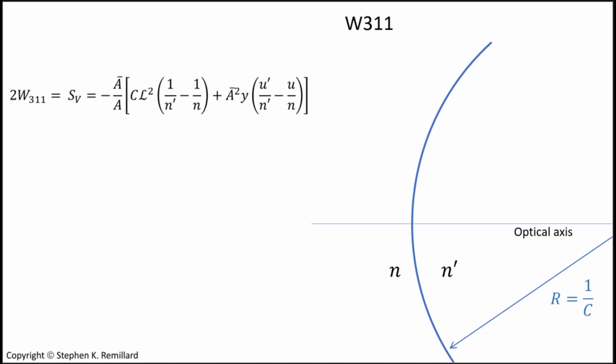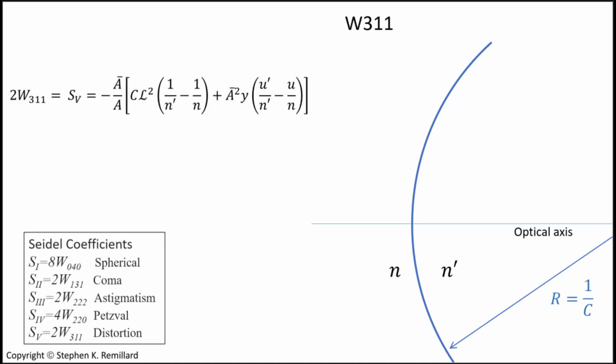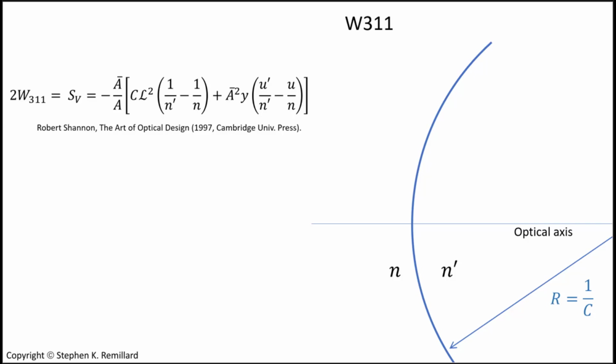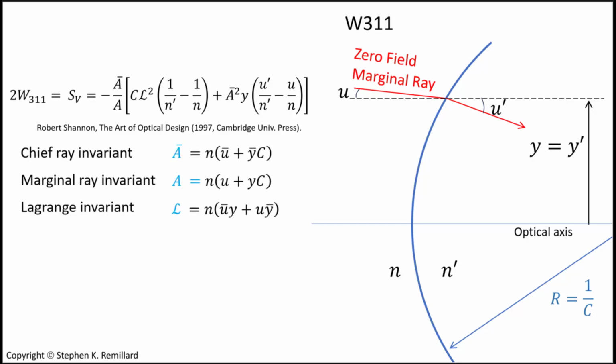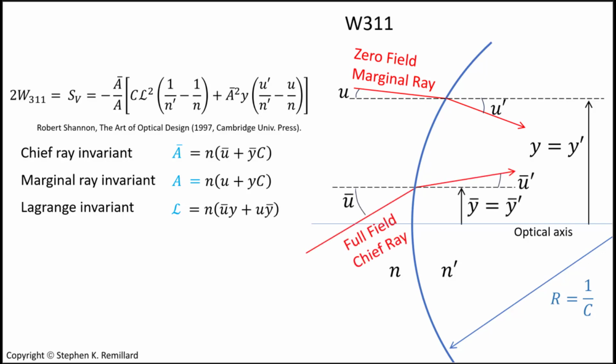Let's unpack the Seidel coefficient for distortion, which recall from the table that I showed earlier is twice the wavefront aberration, W sub 311. The aberration needs to be calculated one surface at a time. In this expression, the U's are the ray angles before and after the surface. A and A bar are the refractive invariants of the marginal ray and chief ray. Their values don't change as a ray crosses a surface. This script L is the Lagrange invariant, which doesn't change at all for a ray as it propagates through the entire optical system. Y and Y bar are the marginal and chief ray heights respectively.